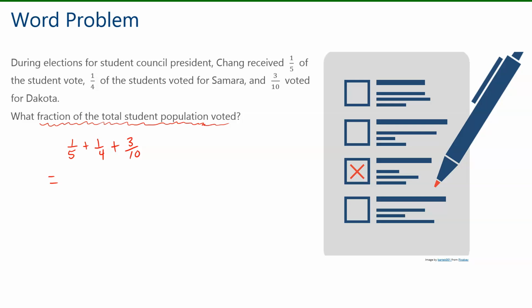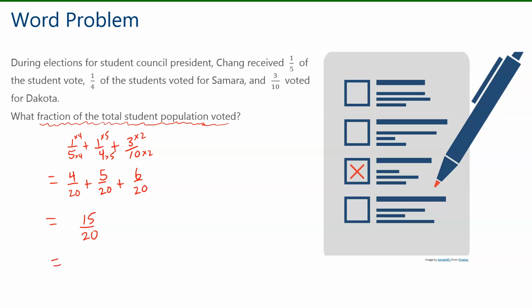To figure out the LCD for 5, 4, and 10, you will discover that it's 20. So I need 3 equivalent fractions here with a denominator of 20. 5 times 4, 1 times 4. 4 times 5, 1 times 5. And 10 times 2 is 20. 3 times 2 is 6. Common denominator is 20. Add the numerators. 4 plus 5 plus 6 is 15.